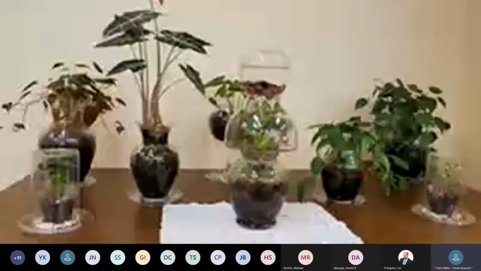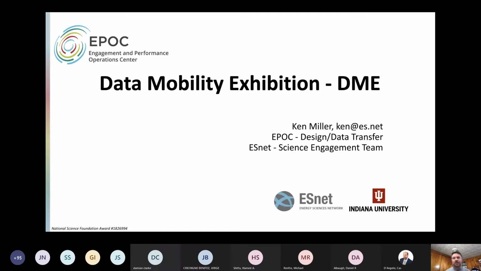Network problems and network design architectures. We're going to be talking about the data mobility exhibition today. It's a testing framework so that people can validate data transfers and cyberinfrastructure data transfer performance, and then getting into a few other things on that. And then George will take over on the specifics of data transfer nodes and things like that.